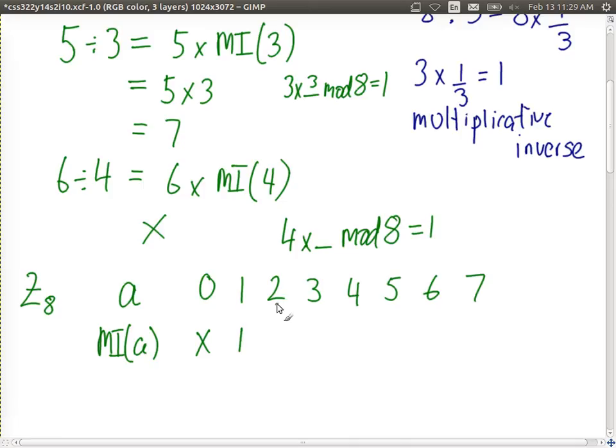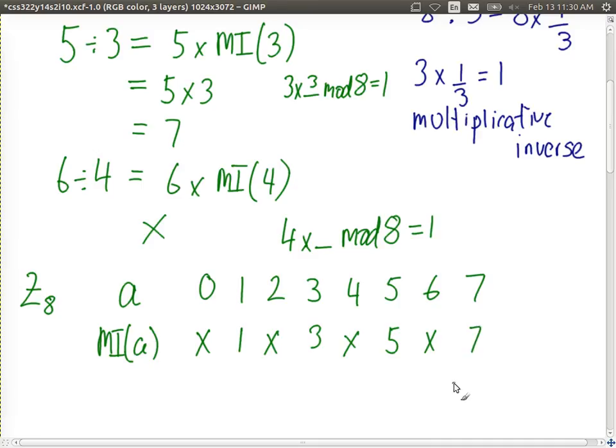Inverse of 2? There is none. 3 we've done before, itself. 4, there is none. 5? Itself. 6. 6 times something mod 8 equals 1. Because 6 is even, and we mod by an even number, we will not get 1 as an answer here. 7.